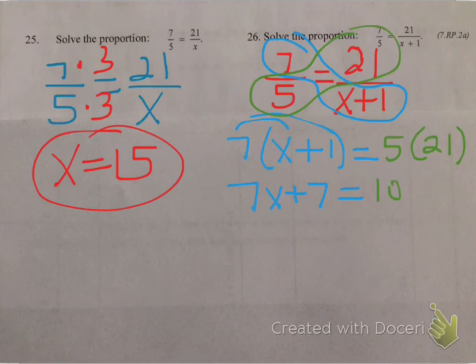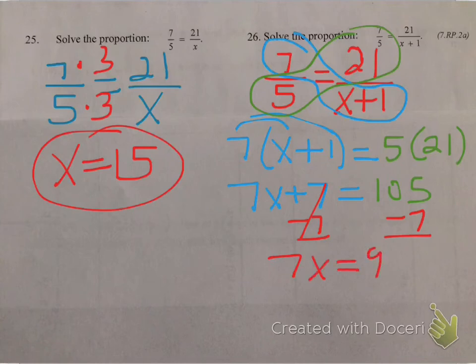which is 105. And then you could solve your two-step equation. Gonna subtract 7 on both sides first. You get 7x equals 98. And then divide by 7 on both sides. And x equals 14.